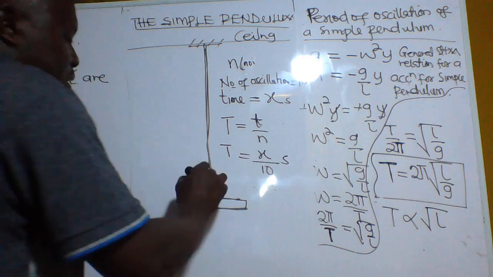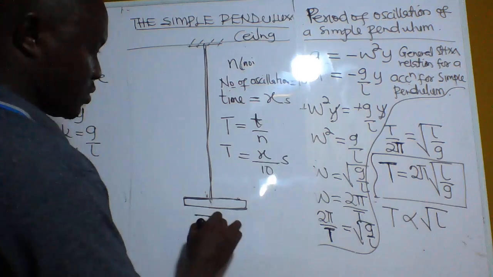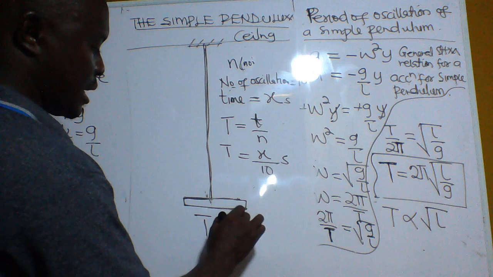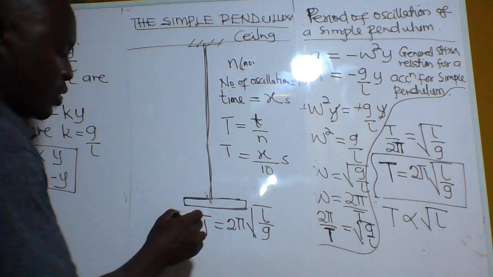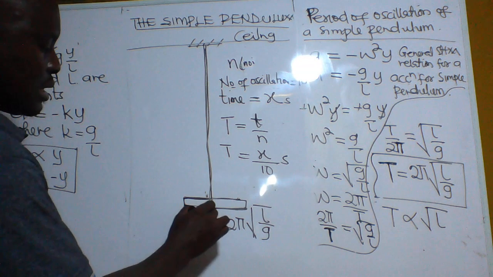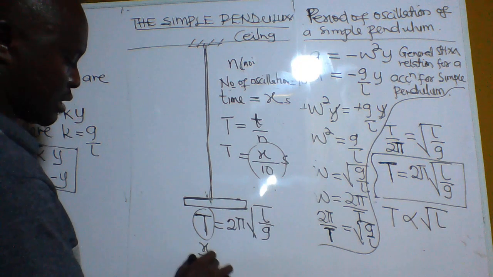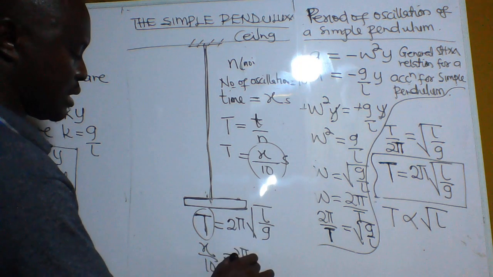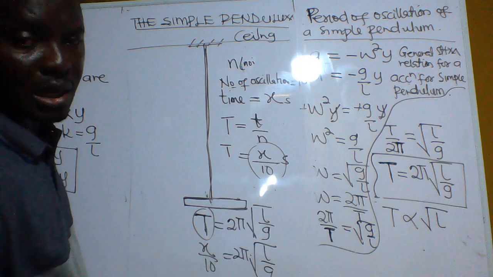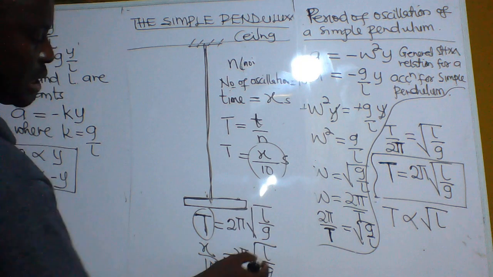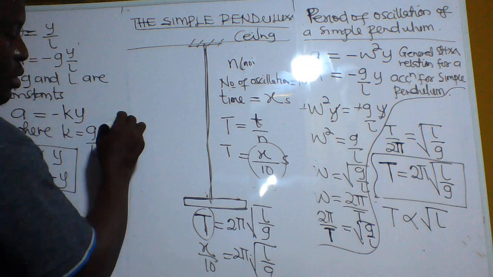So how then do you determine the length? Using this relation, T is equal to 2π times the square root of L over g. You know this is T, and T is this. So x over 10 is equal to 2π root L over g. Then you make L the subject, since the length is what you are looking for.